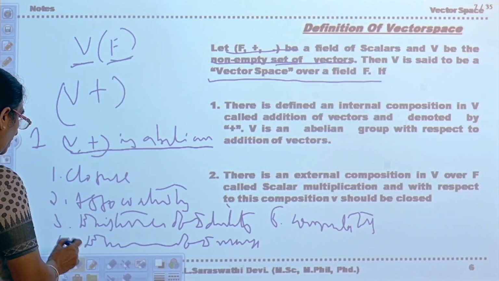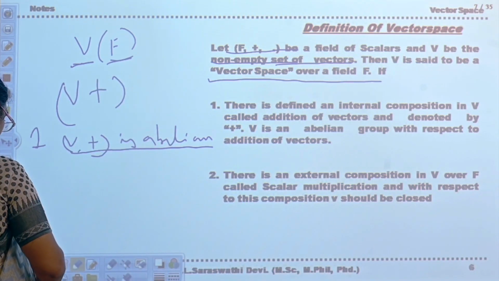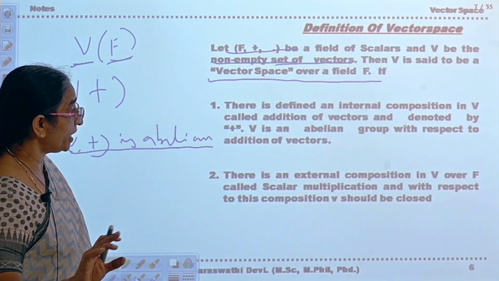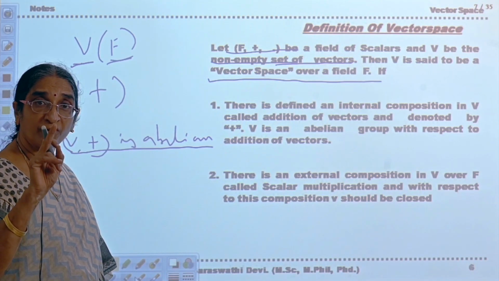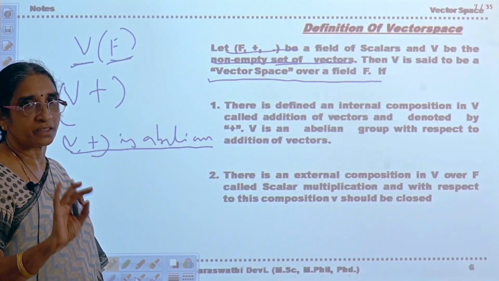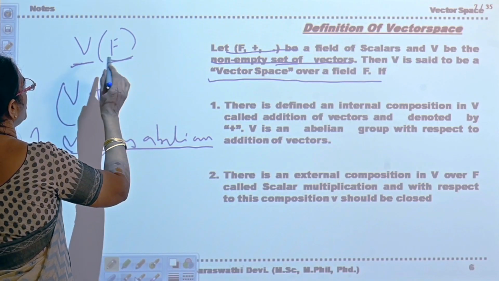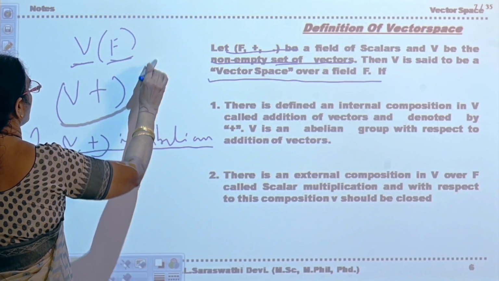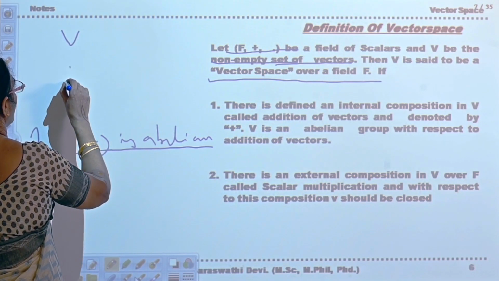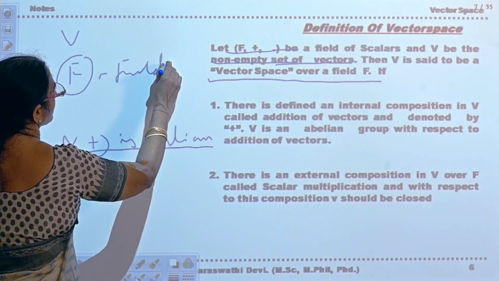Now see what the next condition is. The second condition is with respect to the external composition. You are going to define one external composition. With respect to that external composition or scalar multiplication, V should be closed. That means, suppose V is the set of vectors and F is the field of scalars.